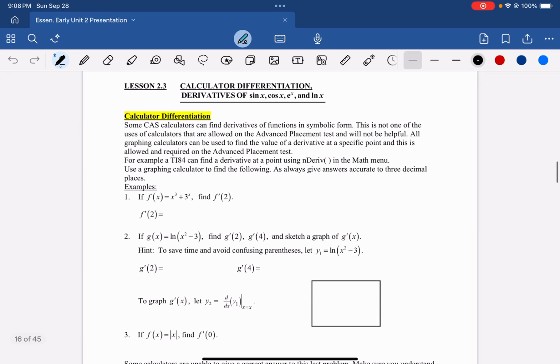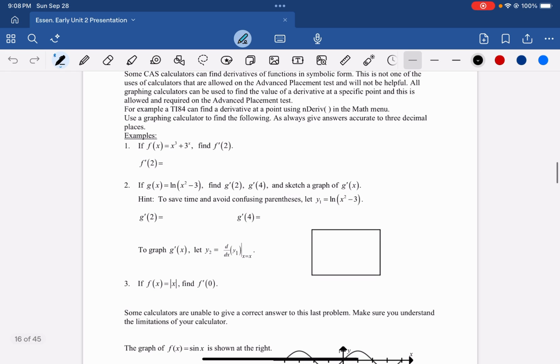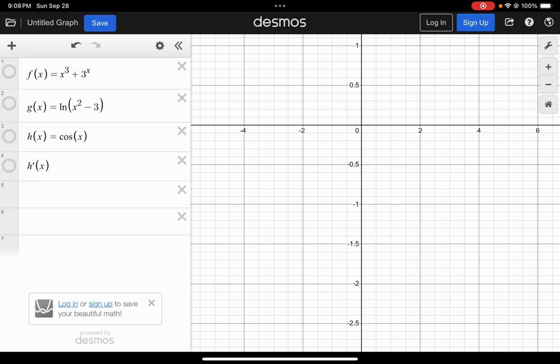Okay, this is lesson 2.3, calculator differentiation and differentiation of sine, cosine, e to the x, and the natural log of x. We will look at calculator differentiation in class to see how to do it on the calculators that we have in class. We can also do this with Desmos. Okay, we'll come over here to Desmos.